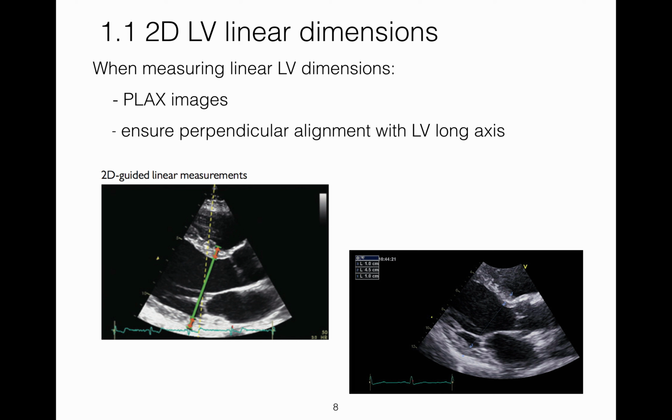2D left ventricular linear dimensions. When measuring linear LV dimensions, parasternal long axis images are used. Parasternal long axis images are used because they enable perpendicular alignment with the long axis of the left ventricle to be consistently achieved.